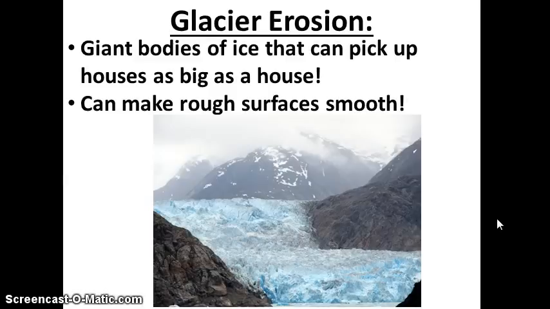Glacial erosion, giant bodies of ice can pick up boulders as big as a house and can make rough surfaces smooth. The ice has tremendous power to change the shape of the surface of the Earth. It just doesn't happen all the time. But when the glaciers do come through, they can have a lot of force and a lot of an effect on an area.